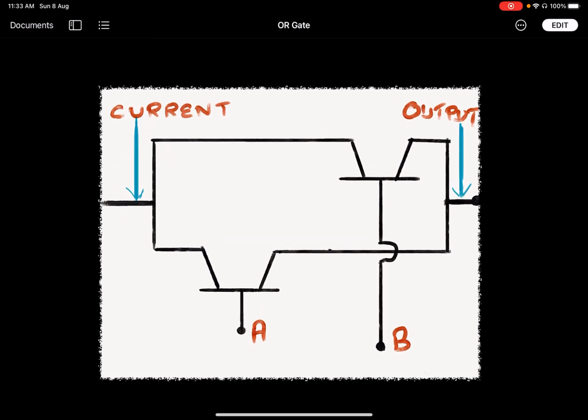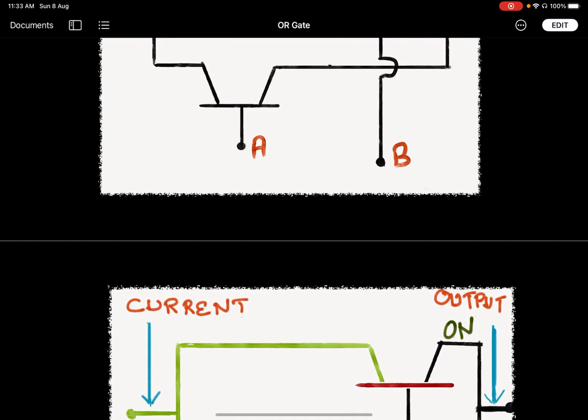If you go inside this OR gate, we'll see two transistors connected in parallel, and the control wires of the transistors are the inputs. We are taking an output from the rightmost electrode, and the leftmost electrode is connected to a power supply from where it drives the current. Now let's see the cases.